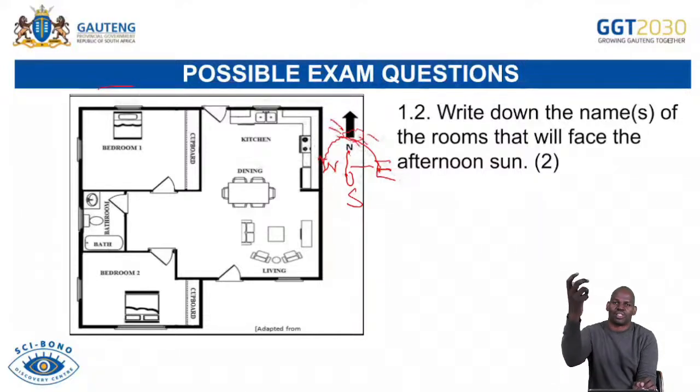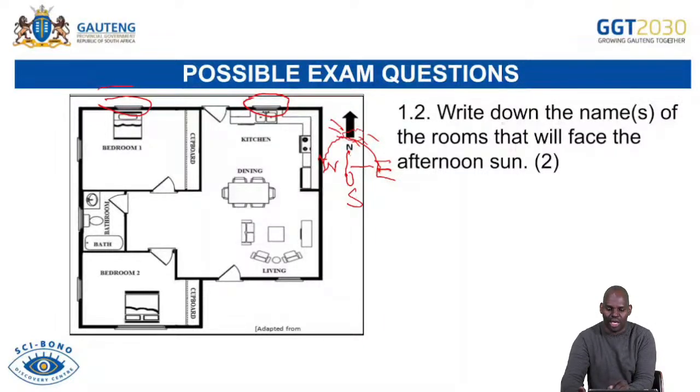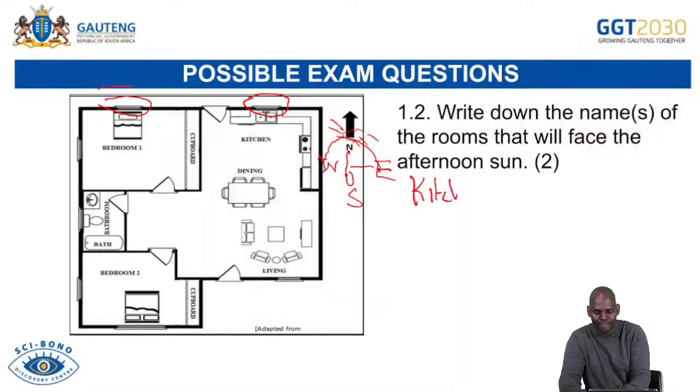And then obviously the sunlight will be received through the windows. The northern side will receive sunlight through the windows. So that will be through the window of the kitchen and also through the window of bedroom one. So when they say write down the name or names of the rooms that will face the afternoon sun, those rooms are the kitchen and bedroom one.